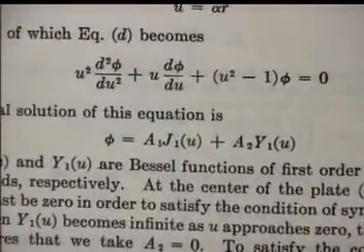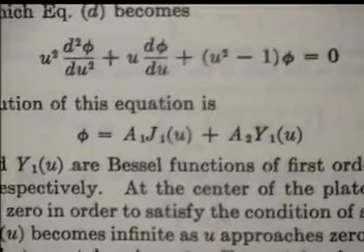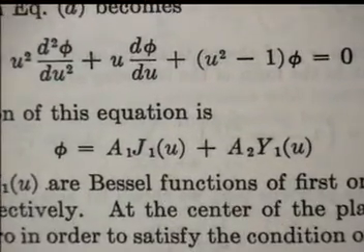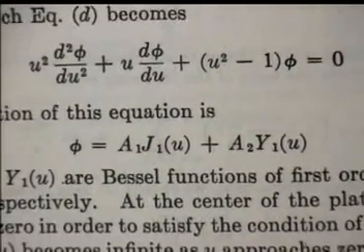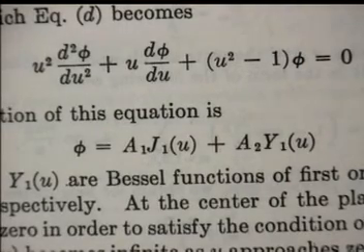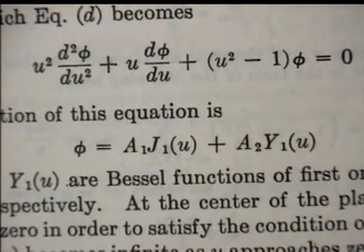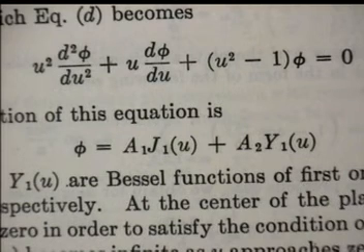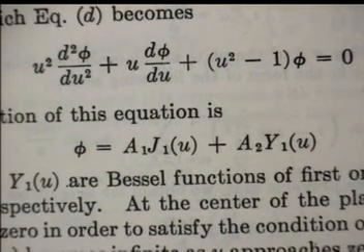So that is this equation. So the solution is then written in terms of this one: phi equals A1 J1 of u plus A2 Y1 of u. You remember I asked someone to find the second function of the Bessel functions. That is why we need it.